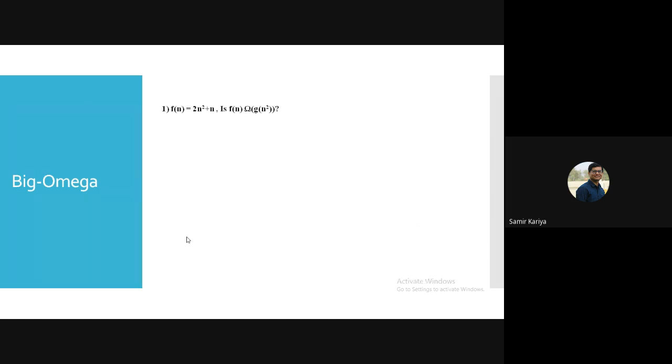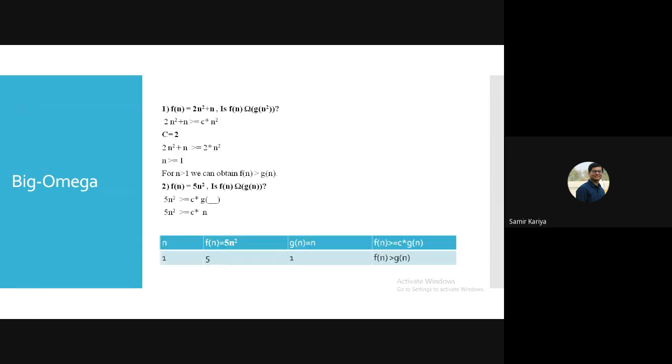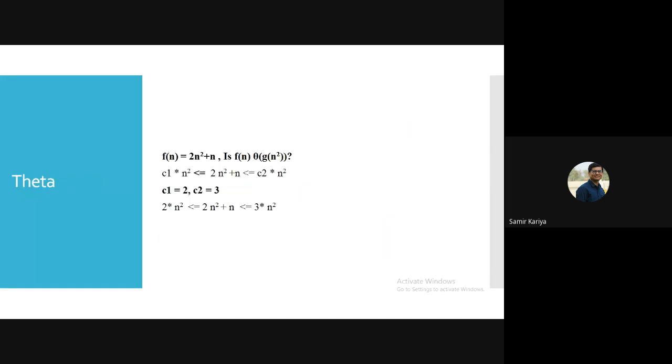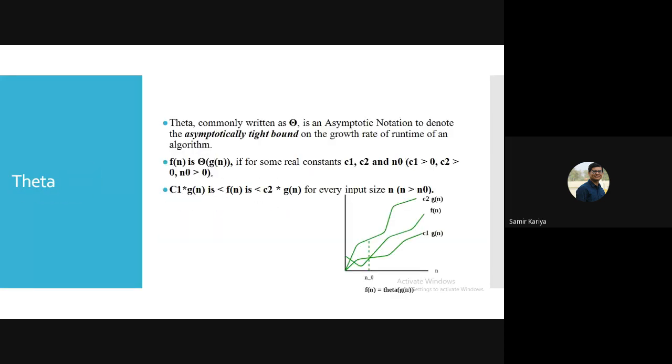Okay, so now let's start the next one, theta. So what is theta? Theta, commonly written with this theta symbol, is an asymptotic notation to denote an asymptotically tight bound, the exact answer. Not greater than, not less than, something like that. So that's the exact answer. That is theta.